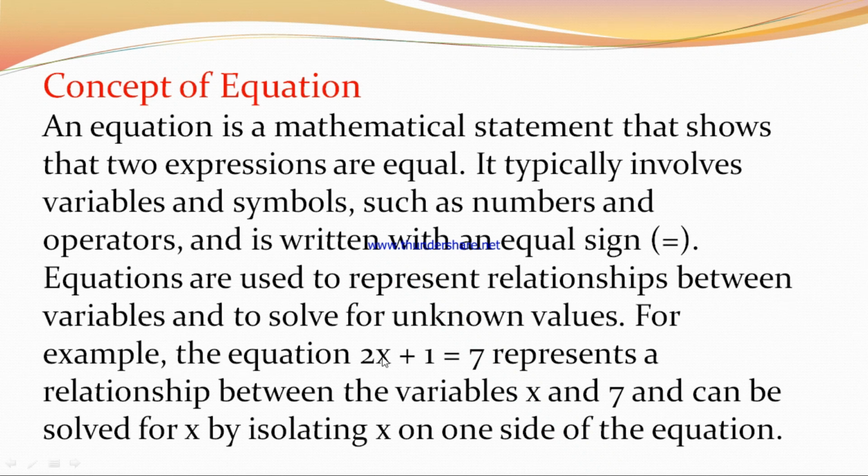For example, the equation 2x plus 1 is equal to 7 represents a relationship between the variables x and 7, and can be solved for x by isolating x on one side of the equation.